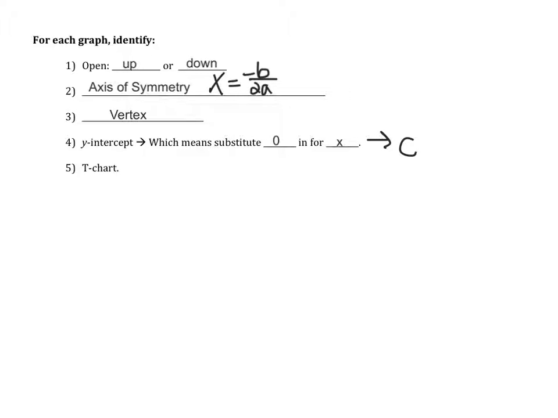And then the fifth thing you need to do is make your t-chart, which we will get to when we do our examples. So just like in the last section where we did the t-chart from negative 2 to positive 2, the same thing. So again, the 5 things would be determine whether it's going to open up or down, find the axis of symmetry, find the vertex, and then identify the y-intercept. And then the fifth thing is your t-chart, just like in the last section.